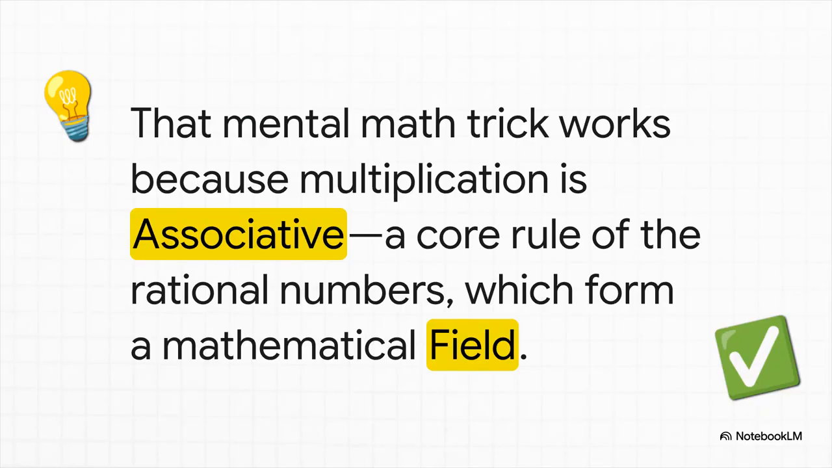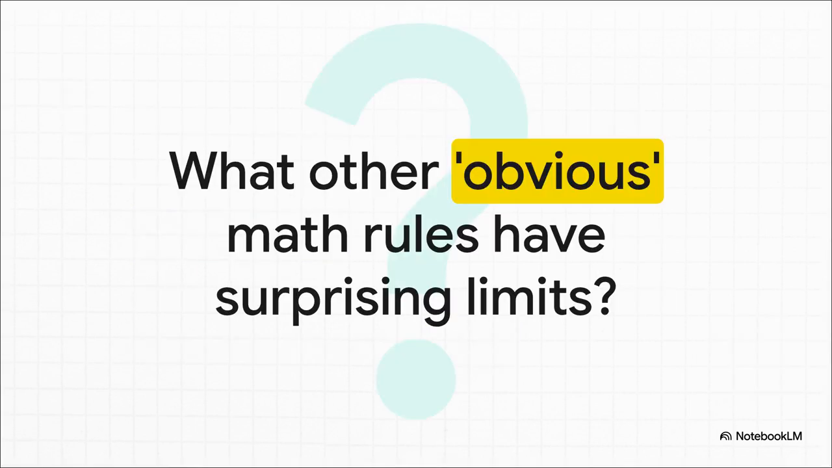So let's bring this full circle back to our mental math trick from the very beginning. The reason that shortcut works, the reason we can regroup those numbers with total confidence, is because we are playing inside a mathematical field. The numbers we were using, and multiplication itself, follow all these beautiful, consistent rules, including the associative property. It's not a fluke. It's guaranteed to work.